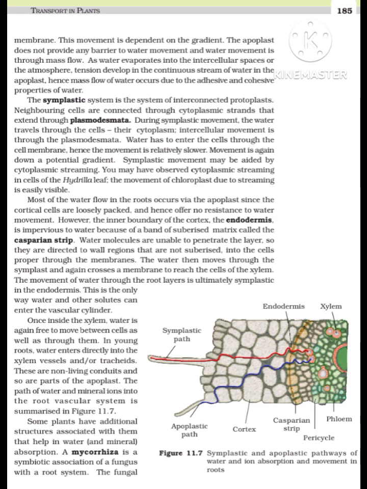The water then moves through the symplast and again crosses a membrane to reach the cells of the xylem. The movement of water through the root layers is ultimately symplastic in the endodermis. This is the only way water and other solutes can enter the vascular cylinder. Once inside the xylem, water is again free to move between cells as well as through them.